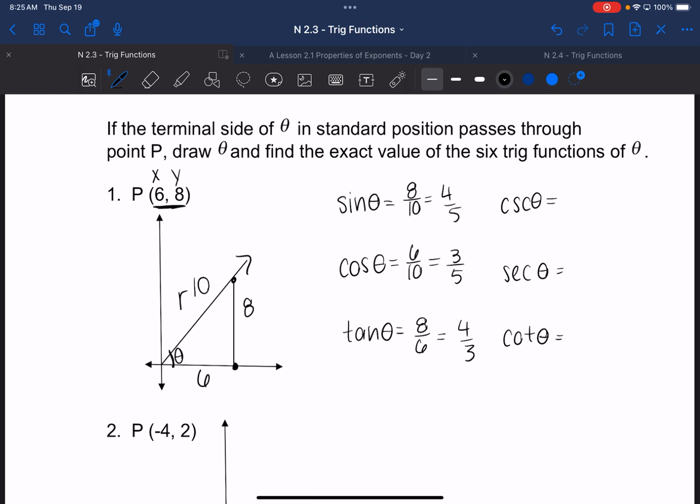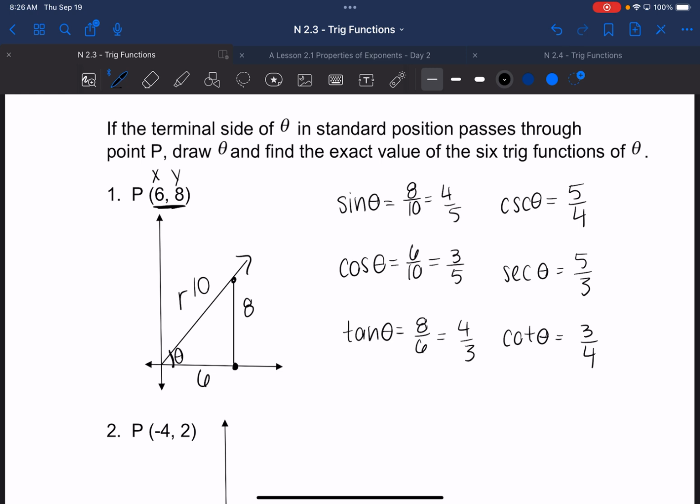Nice. Okay, and then cosecant is the reciprocal of sine, right? So what would cosecant be? 5 over 4. And what would secant be? 5 over 3. Nice. And cotangent? All right.